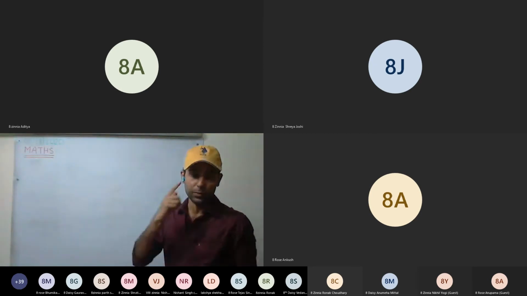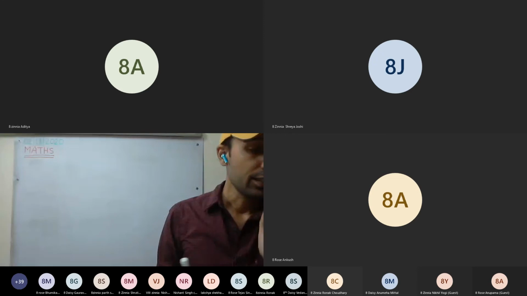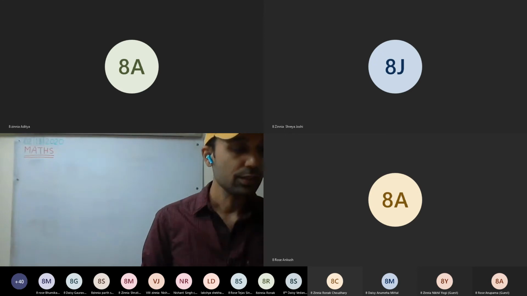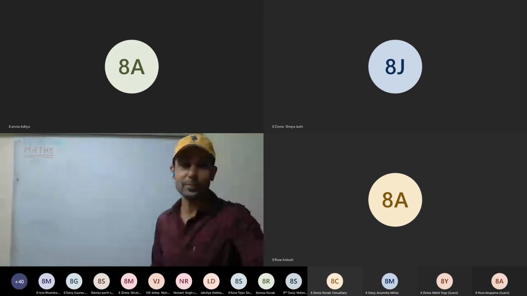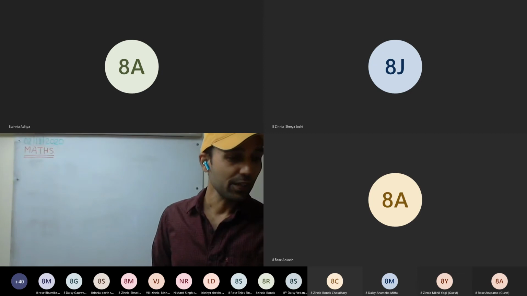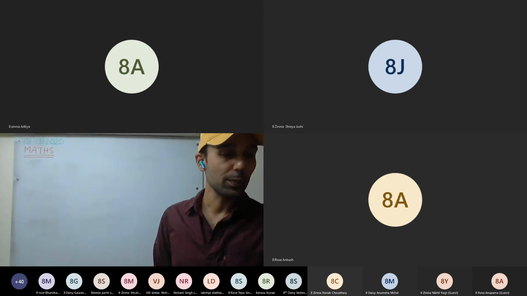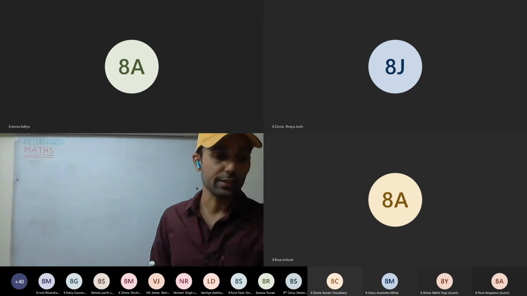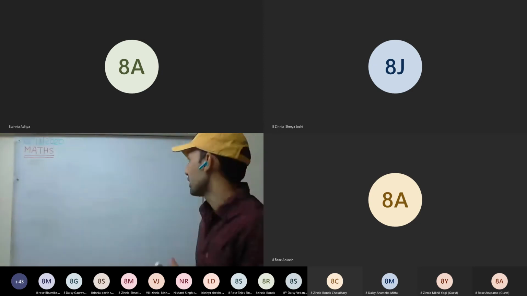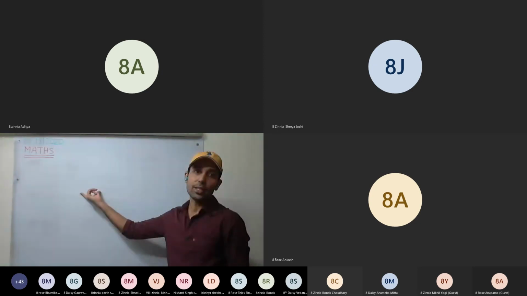Okay, so we move to the 12th question. Now see here, read the 12th question. Find the amount and the compound interest. Page number AP50. Find the amount and the compound interest on rupees 20,000 for 1 year at 7% per annum compounded half yearly. This time it is compounded half yearly.